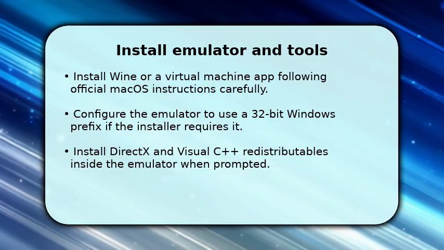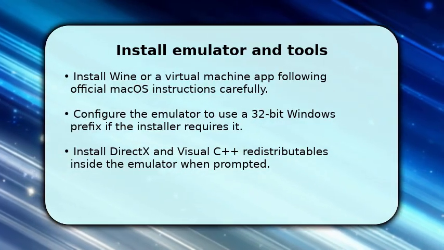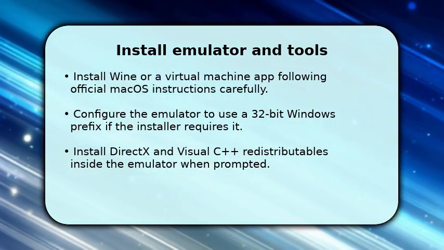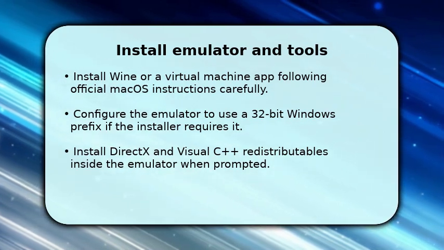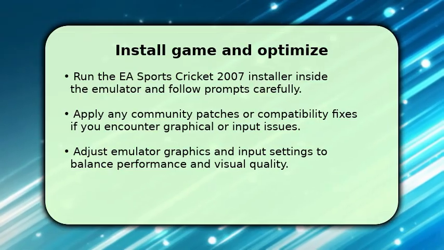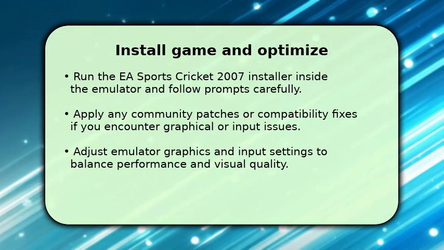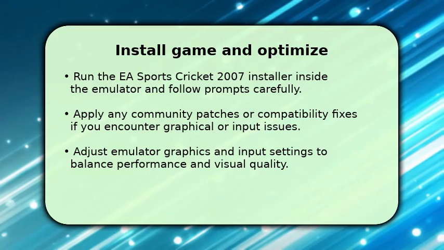Use shared folders between macOS and the VM to transfer the game installer and any patches you need for correct operation. Now install Cricket 2007 inside the emulator and follow the installer prompts exactly as on Windows.